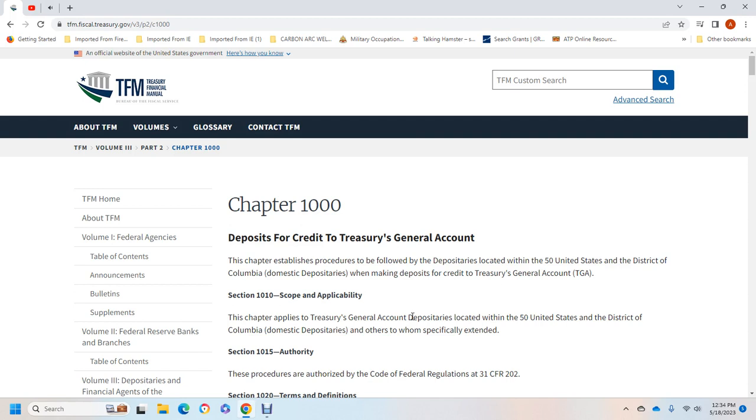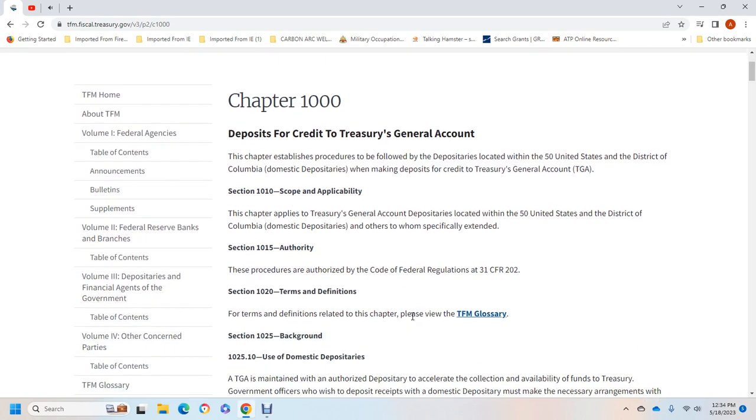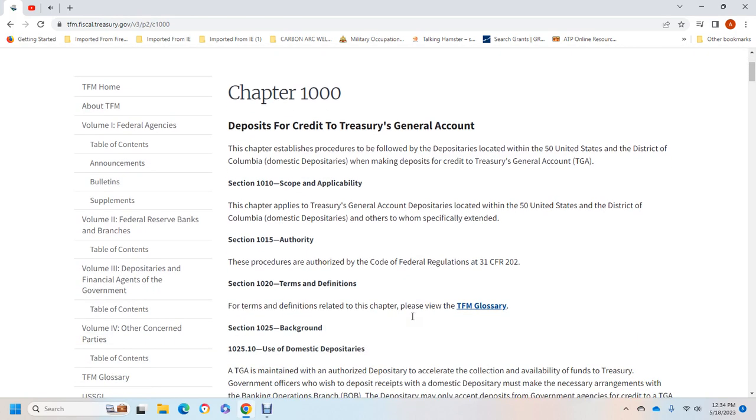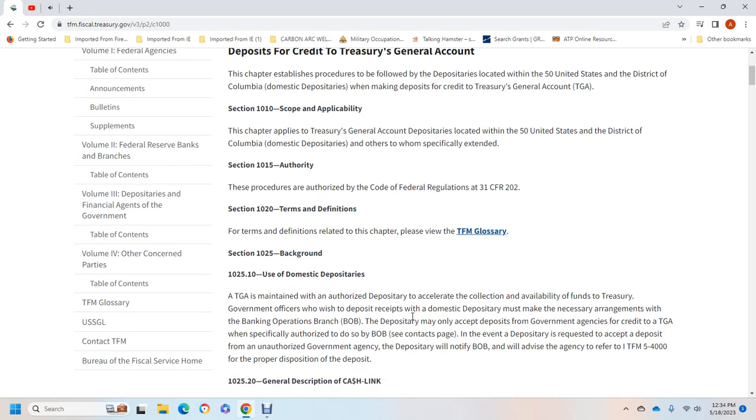Section 1010, Scope. This chapter applies to the Treasury General Account depository located within the 50 United States and the District of Columbia, and others specifically intended. Authority: the procedures are authorized in Code of Federal Regulations Title 31 CFR 202. 1020, Terms and definitions related to the chapter are in the Treasury Financial Manual Glossary. 1025, Background. Use of domestic depositories.